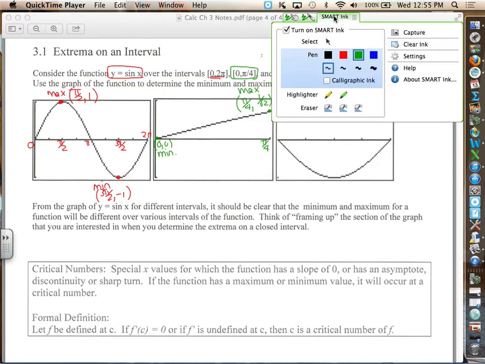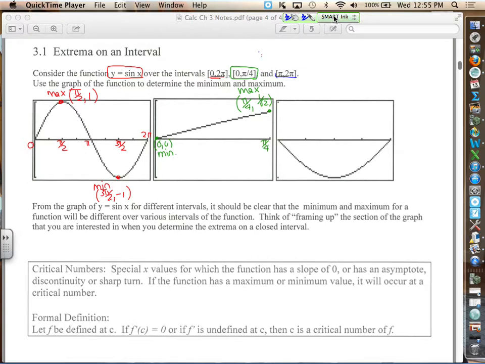If you look at the last graph, we're looking at from pi to 2 pi. The maximum values happen at both of these endpoints, at pi comma 0 and 2 pi comma 0. So this particular piece of the graph has two maximums, and it has one min right here at 3 pi over 2 comma negative 1.